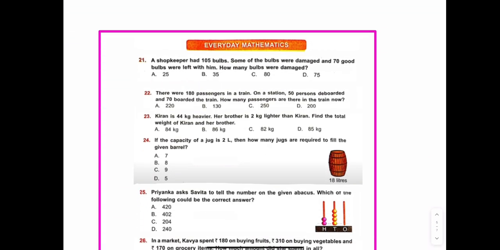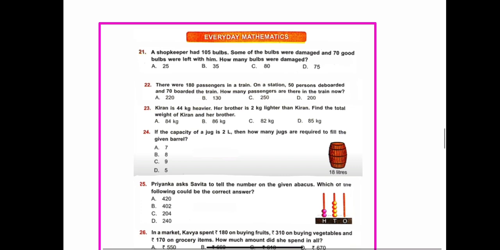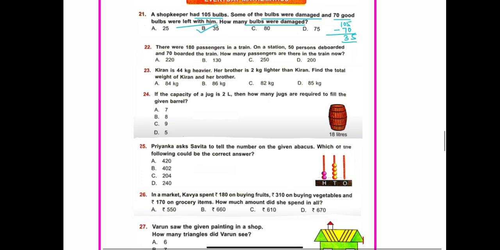Next we have the everyday mathematics section, in which question 21 is, a shopkeeper had 105 bulbs. Some of the bulbs were damaged and 70 good bulbs were left with him. So how many bulbs were damaged? Okay, so the total given number of bulbs is 105 and damaged, we have to find the damaged number, and 70 are good, so just subtract the given values. So 35 is the right answer, option B.